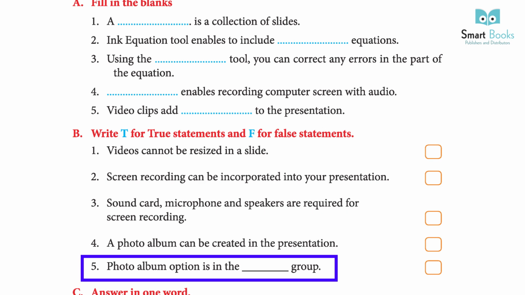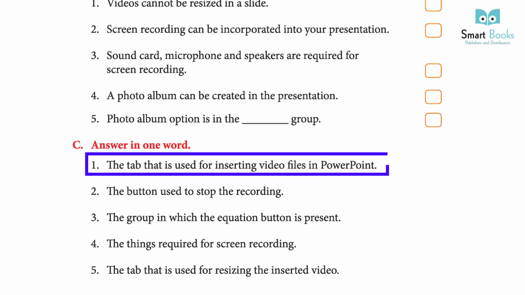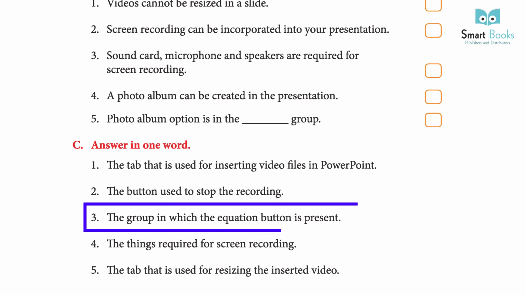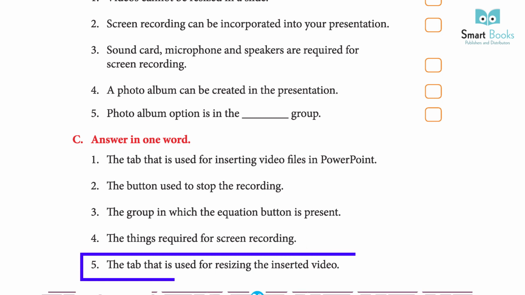5. Photo album option is in the dash group. Answer: true. C. Answer in one word. 1. The tab that is used for inserting video files in PowerPoint. Answer: insert. 2. The button used to stop the recording. Answer: stop to save. 3. The group in which the equation button is present. Answer: symbols. 4. The things required for screen recording. Answer: sound card, microphone and speakers. 5. The tab that is used for resizing the inserted video. Answer: Format Tool tab.